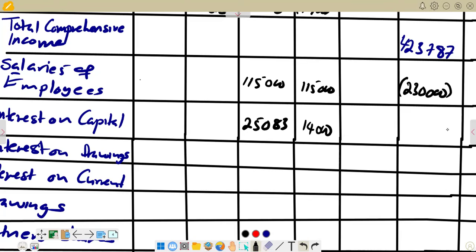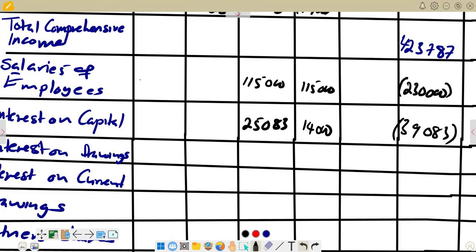So you now add the two and then adjust them only with the appropriation. So if you add the two, you'll see that the answer that you are going to get is 39,083. But remember, what you are adding here, you're subtracting here. So here you're going to show it as a negative. Then the next item we have there is interest on drawings.